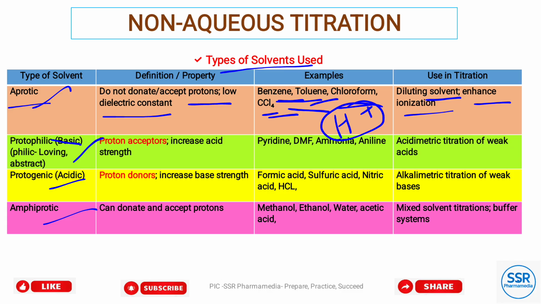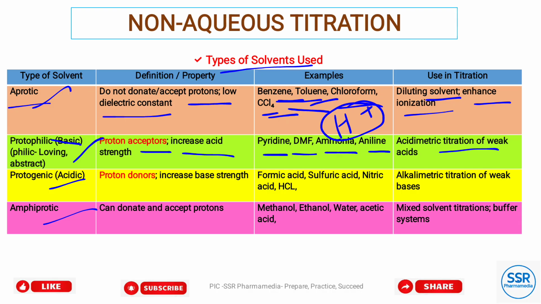And protophilic solvent is also called a basic solvent. Philic means allowing or abstracting the protons. It is also called a proton acceptor, which increases the acid strength. For example, pyridine, DMF, dimethylformamide, ammonia, aniline. So these are all examples of protophilic basic solvents, and they are used in the acidimetric titration of weak acids.